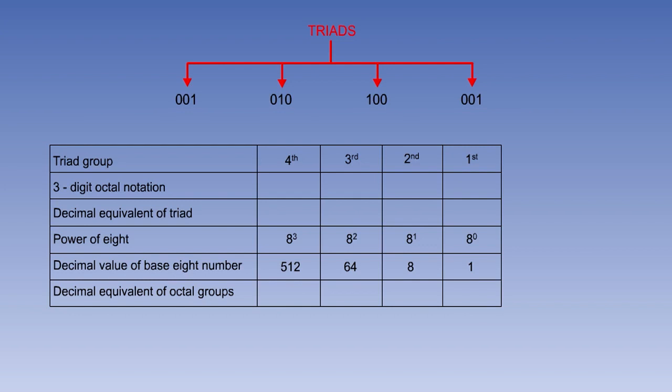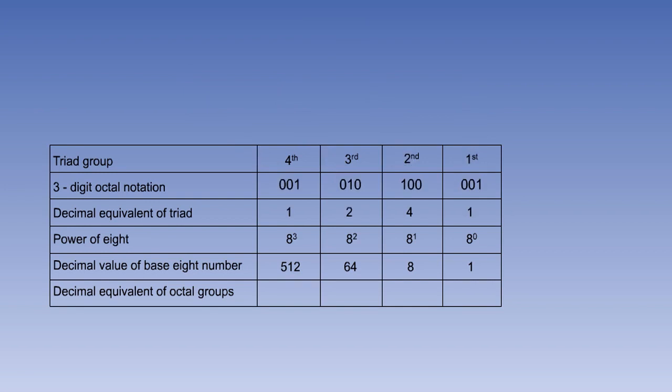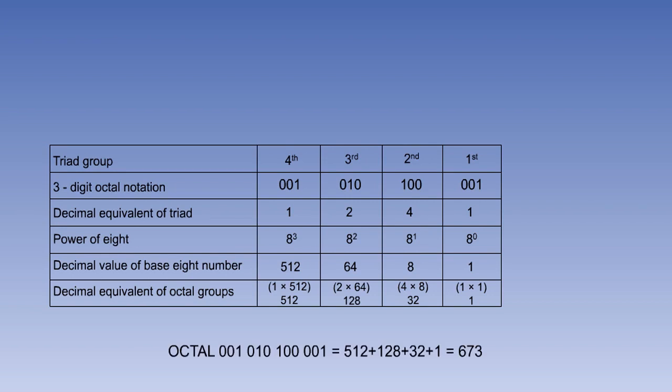The conversion can be done using the table shown here. The triads are placed in the table as shown. Each group is then converted to its decimal equivalent. Each resulting decimal number is then multiplied by its relevant power of 8. Finally, the decimal numbers are added together to produce the decimal equivalent. Octal notation is often used for the transmission of data by aircraft computers and their peripherals.